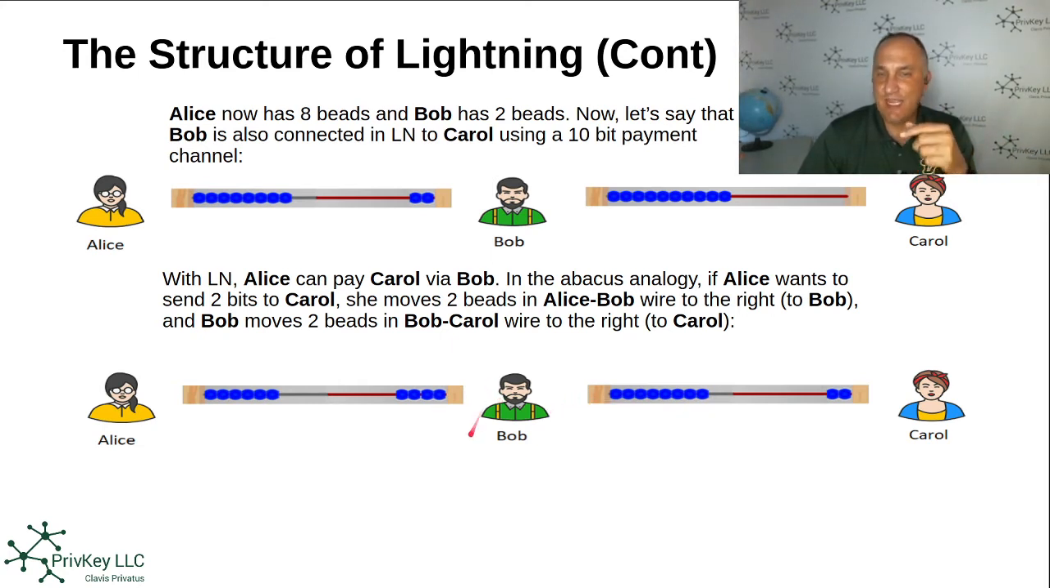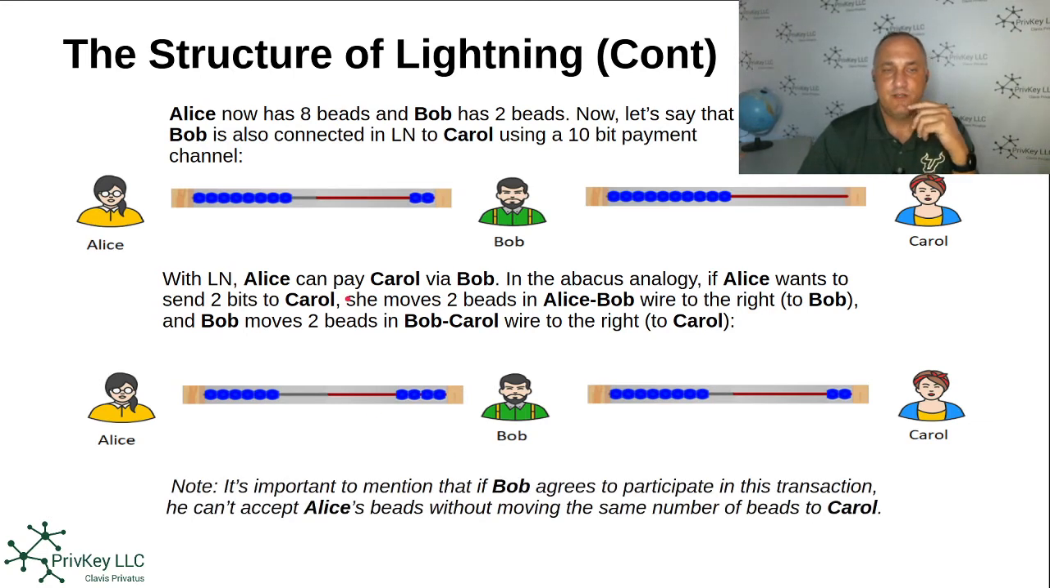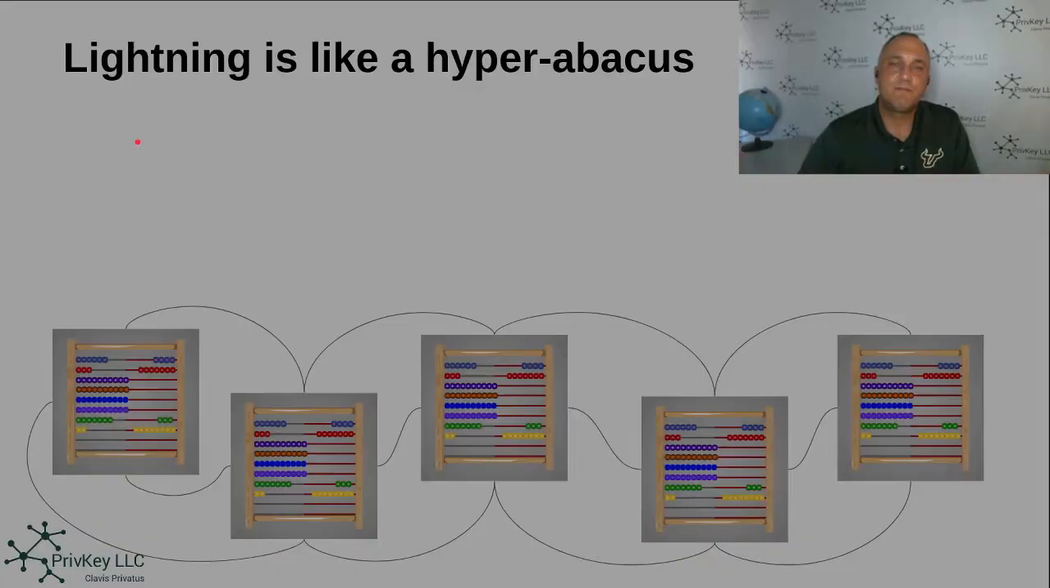And Bob cannot keep those 2 beads and say, I'm not going to send them to Carol. It's an agreement, right? So it's a contract. So it is important to mention that Bob agrees to participate in this transaction. So he cannot accept Alice's beads without moving the same number of beads to Carol. He has to actually give the 2 beads to Carol. So this is the idea behind this network.